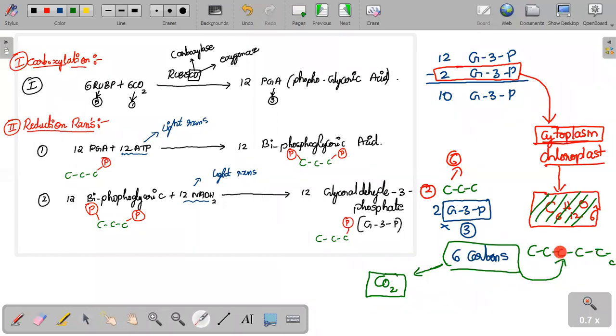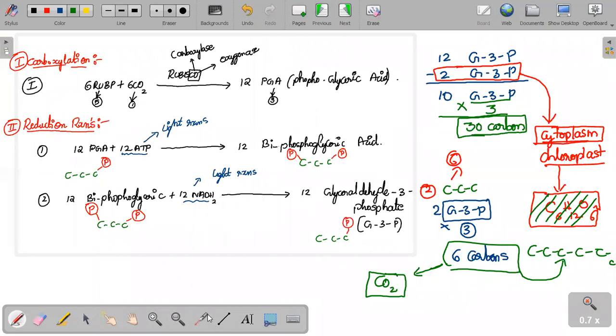Here comes an interesting point. Everyone listen to me carefully. So out of 12, 2 were removed. So how many remain? Everyone tell me. The remaining are 10 G3P molecules. G3P is a 3 carbon compound. 10 into 3, how much? If you do the calculation, 10 times 3 is 30. How many carbons are you having? 30 carbon atoms.